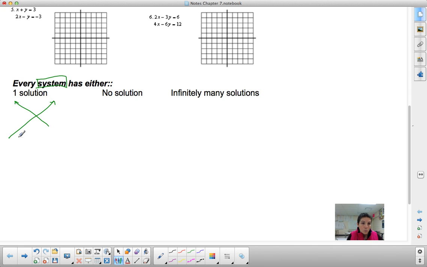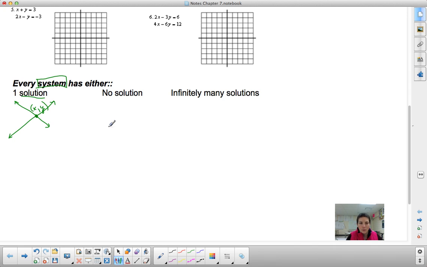And that point where they cross, right here, this one point is the one solution. Remember that solution means that the point works in each equation. So we'll have two lines, and this pair, x comma y, will work in each one.